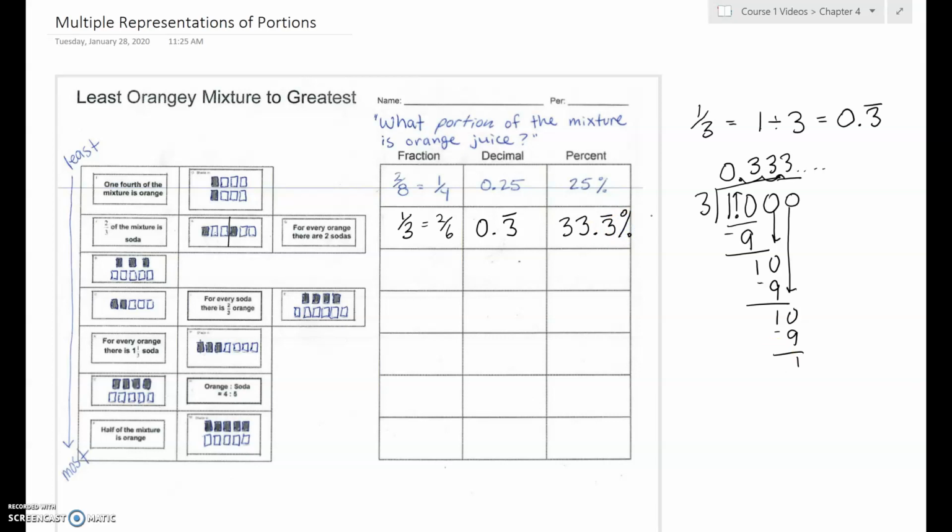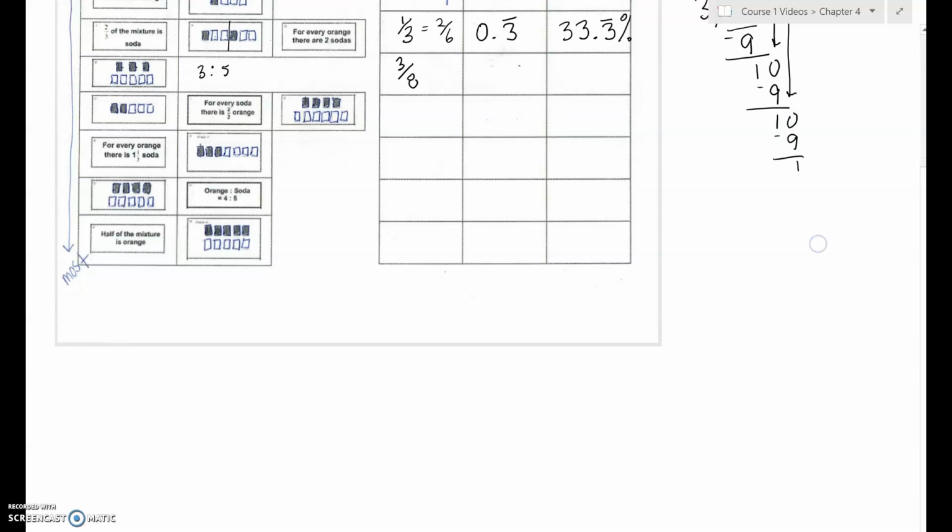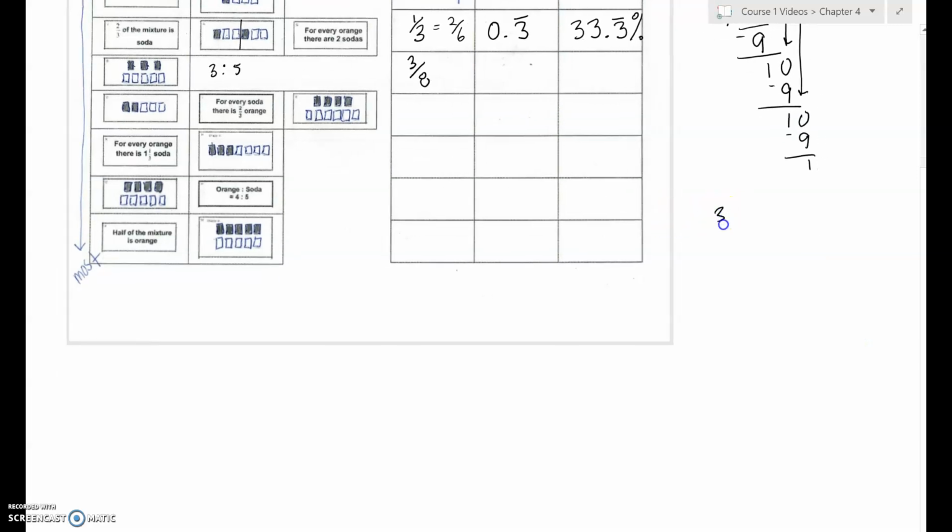So that's that one. Now we're going to look at this one, and this ratio is a 3-to-5 ratio. This is 3 orange to 5 soda for a fraction of 3 out of 8 total. So 3 orange is 3 parts out of 8 total, and that doesn't simplify. If I was going to do that one, let's do it down below. 3/8 is equivalent to 3 divided by 8. How many times does 8 go into 3, or how many groups of 8 can I make out of 3 things?